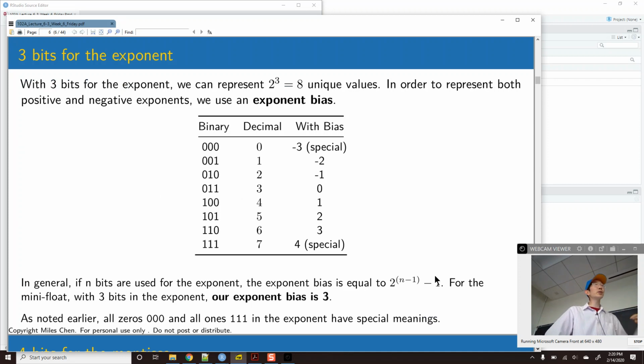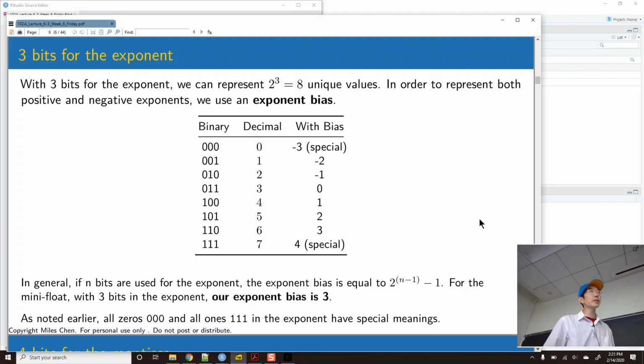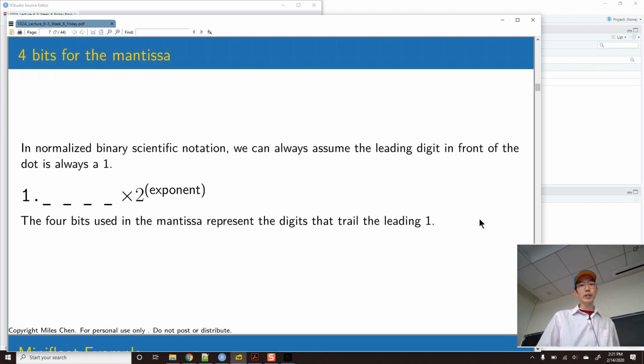We've got 3 bits for the exponent, which means we have 8 unique values, and with that we implement an exponent bias so that we can represent both negative and positive exponents, okay? So with 8 values, half of them are positive, and the other half are negative. So we have an exponent bias of 3. For double precision floating point, we have 11 bits, so you can represent 2048 unique values, and you're going to have a bias shift of half of that, basically 1023, 1 less than half of that.